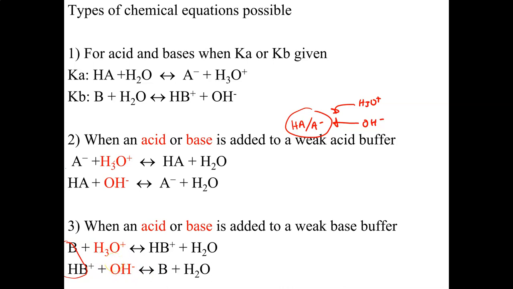For now, just realize that if you have a buffer scenario, and you'll know you have a buffer scenario, these are the only possible reactions. Either it's going to be 2 or 3. If it's not a buffer, then you look at 1. That's the way you want to start thinking. And that's what makes this a little bit easier if you think of it that way.